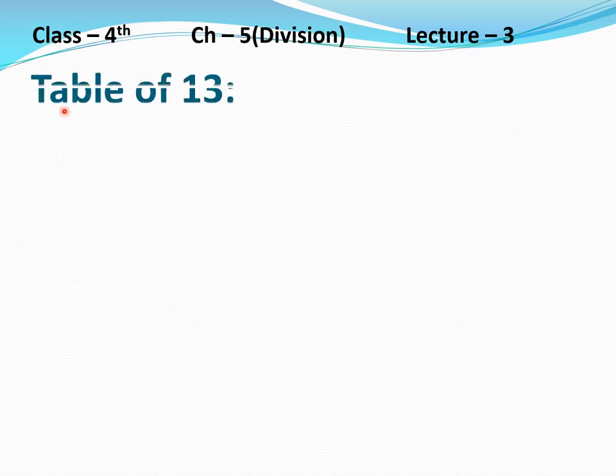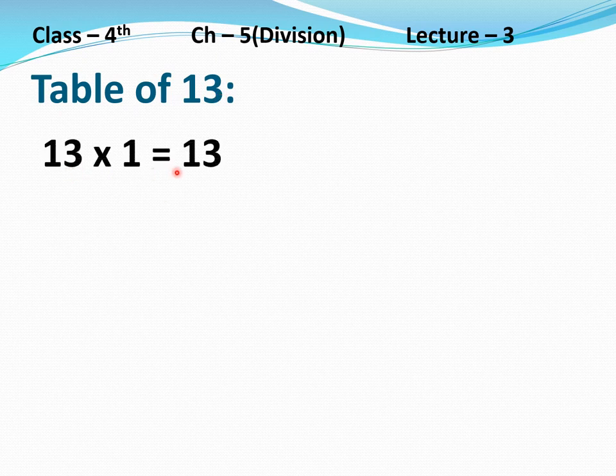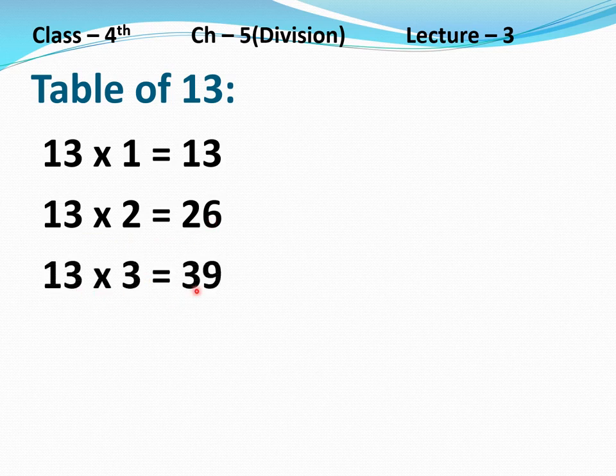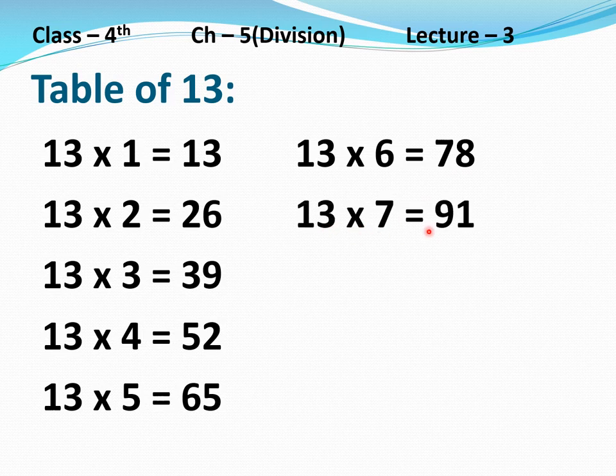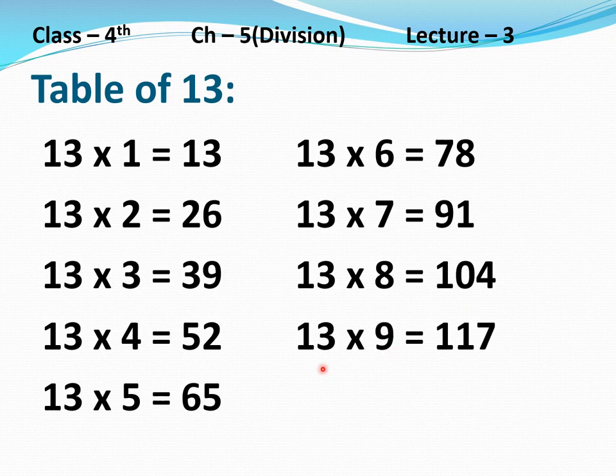Now table of 13. Speak with me. 13 ones are 13, 13 twos are 26, 13 threes are 39, 13 fours are 52, 13 fives are 65, 13 sixes are 78, 13 sevens are 91, 13 eights are 104, 13 nines are 117, 13 tens are 130.